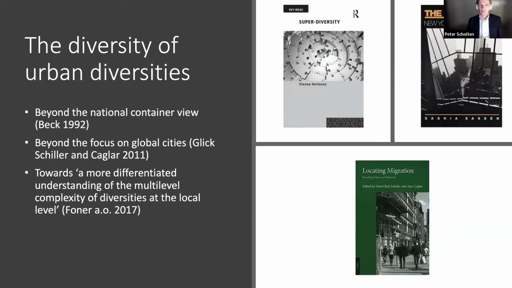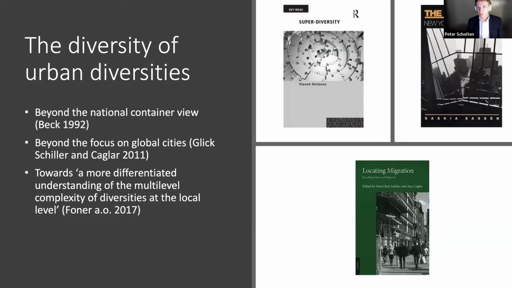So we try to advance empirical and theoretical understanding of different forms of urban diversity. And why do we want to do that? Well, first, because we are still in migration studies, and I think in particular in the European form of migration studies, quite often stuck in this national container view, already pinned down by Ulrich Beck in 1992.